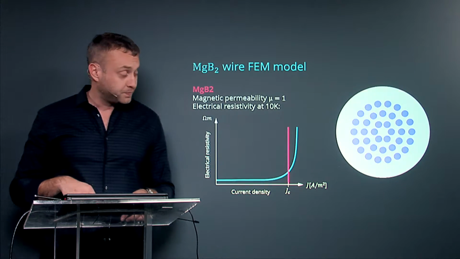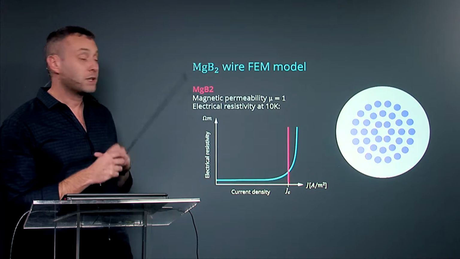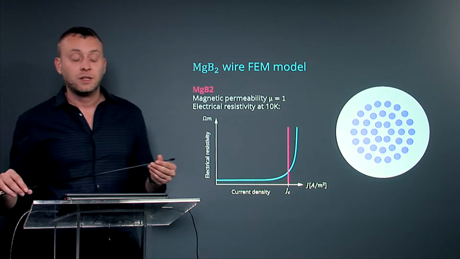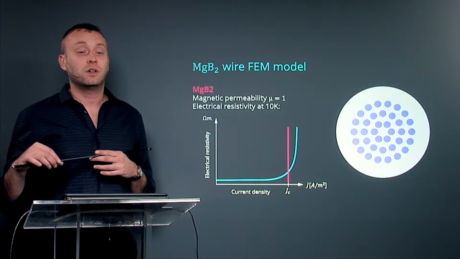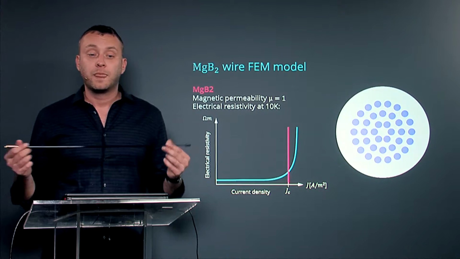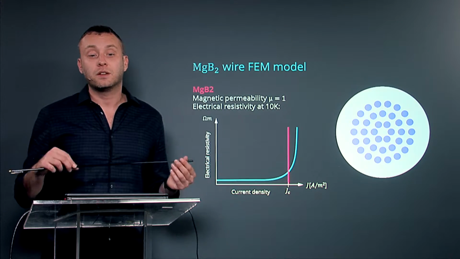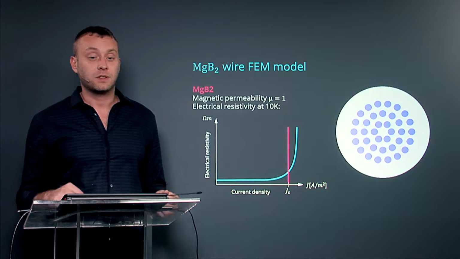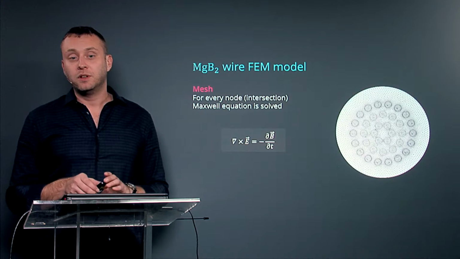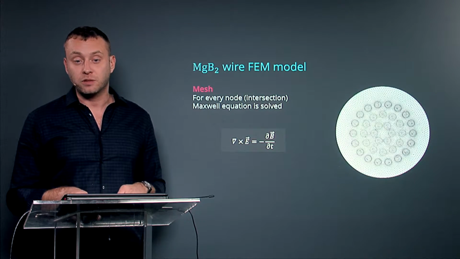For this domain, which is a superconductor, we define the magnetic permeability as 1, and of course we put the current density at specific temperature of 10K and a very low magnetic field. It's a self field. The next step of the finite element modeling is the meshing.